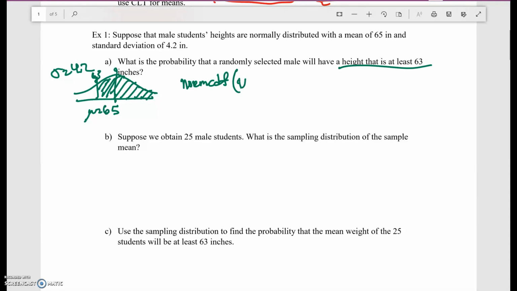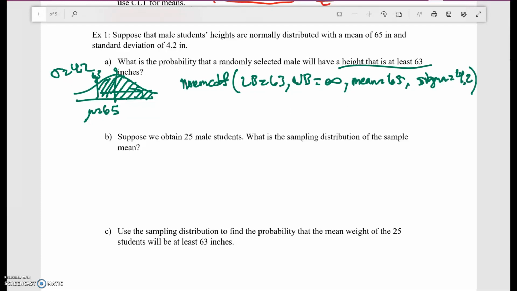Here our lower bound is going to be 63 because that's where the area starts. My upper bound is going to be equal to infinity because it's going to go off to infinity. My mean, in this case, is just going to be 65 inches. And my standard deviation sigma is just going to be 4.2. Okay, sorry, I don't know why it's doing that. Let me try to erase it. So sigma equals 4.2.